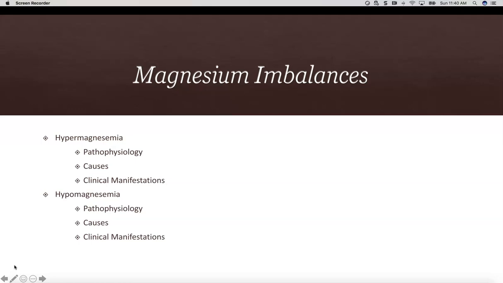So loss of the deep tendon reflexes, nausea, vomiting, muscle weakness, hypotension, and bradycardia, as well as respiratory distress. So everything is slowing.